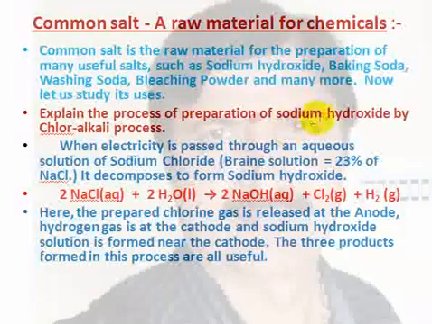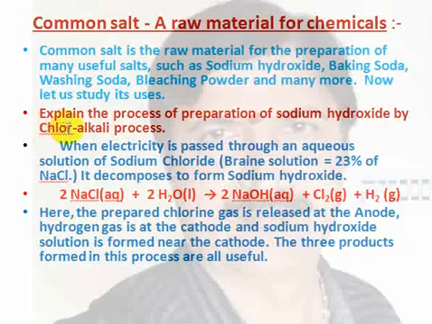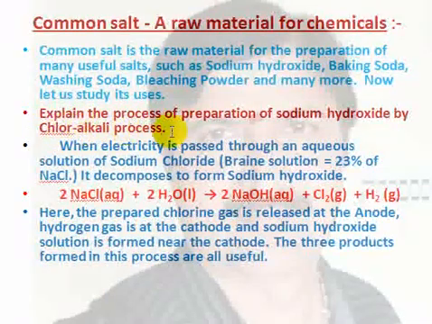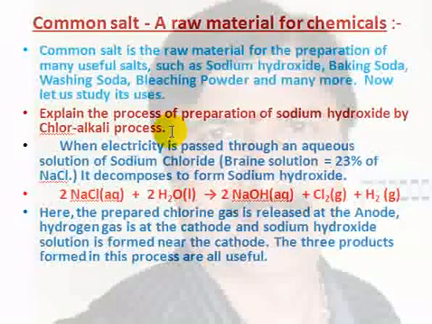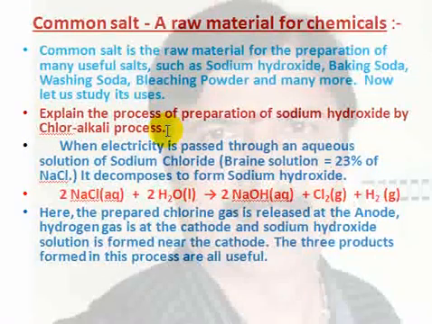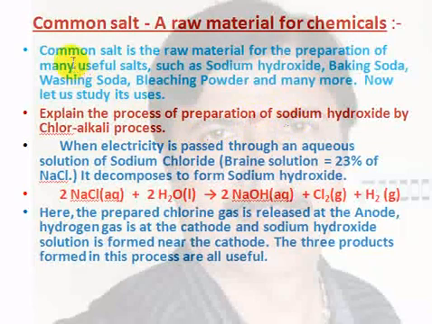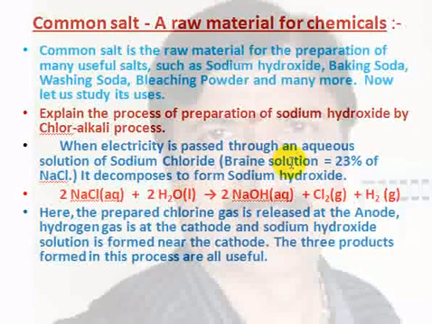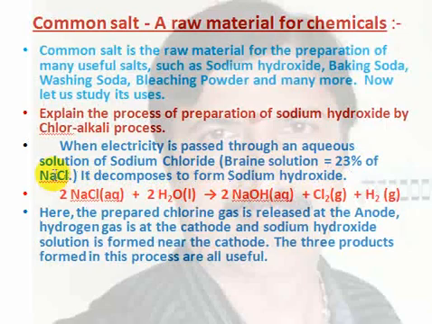For the preparation of sodium hydroxide from common salt, we are going to follow the method called the Chlor Alkali process. The Chlor Alkali process consists of an electric cell. In that electric cell we are going to take common salt in the form of brine solution. Brine solution means 23% sodium chloride solution.